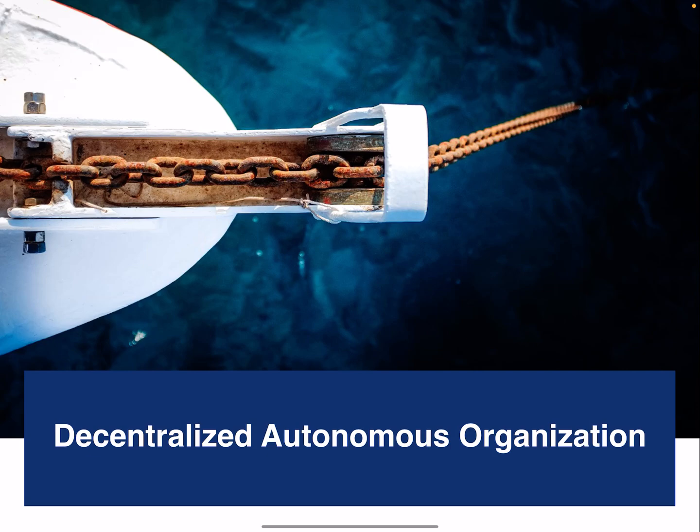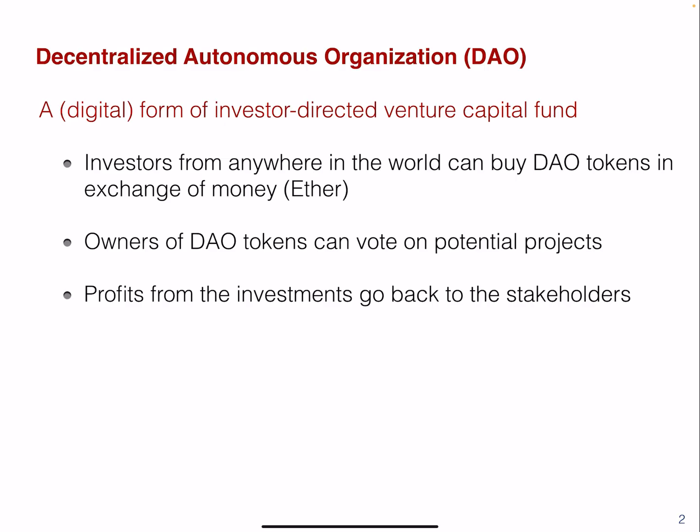I just want to give you an example where a reentrancy vulnerability occurred in real life. So what is a decentralized autonomous organization? A DAO is a digital form of an investment fund. You have different investors that can buy DAO tokens by basically depositing a cryptocurrency into the DAO, which could be Ether. And then the owners of the DAO can vote on potential projects.